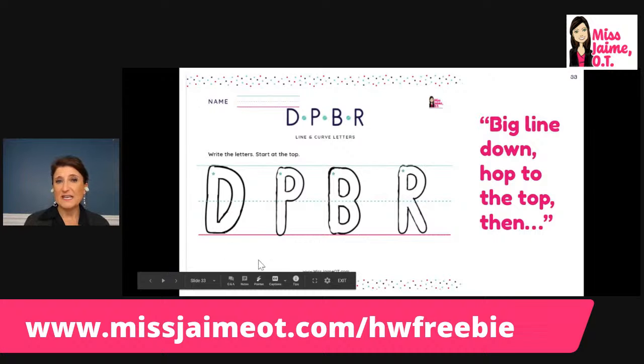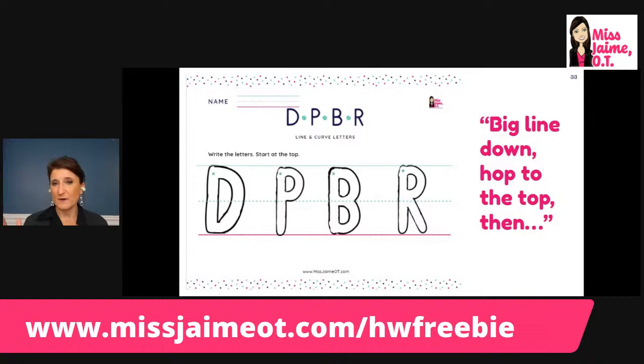So D, P, B, and R, these again are in your freebie packet. These are the letters that have a line and a curve. So these are not the first letters that I suggest teaching. I suggest the straight line letters first. But by teaching these in a group, you're teaching those same movements over and over. So I put some writing on the side of this slide just to exemplify. But again, I want you to use the language that goes with the handwriting program that your teacher is using. So these letters all start at the top. They have a big line down. They hop to the top.